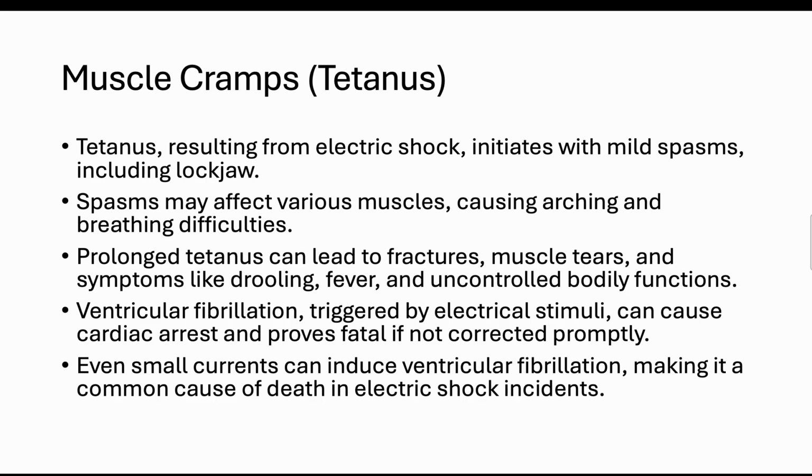Lastly, we have muscle cramps and tetanus. We've slightly gone over this in the first episode. But with tetanus, to give a proper definition, it's a condition that happens from prolonged muscular action, often associated with muscle spasms and contractions. In terms of physiological effects of muscle cramps, tetanus begins with mild spasms, including lockjaw. There's breathing difficulties. There's prolonged tetanus, which is very painful.